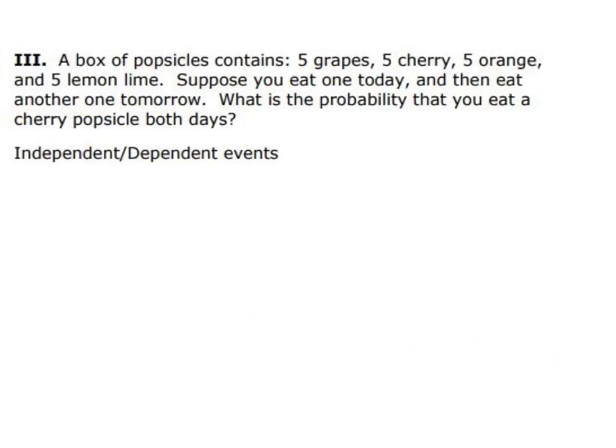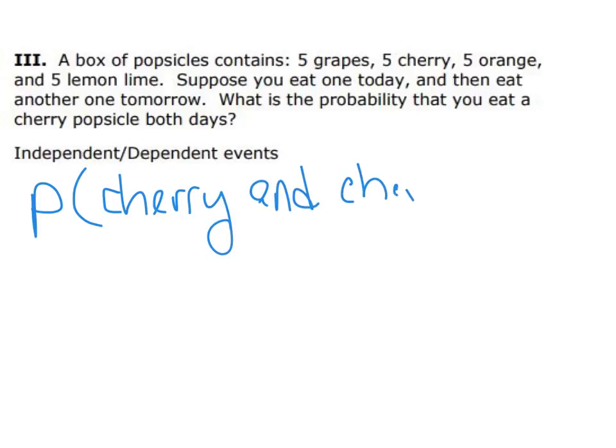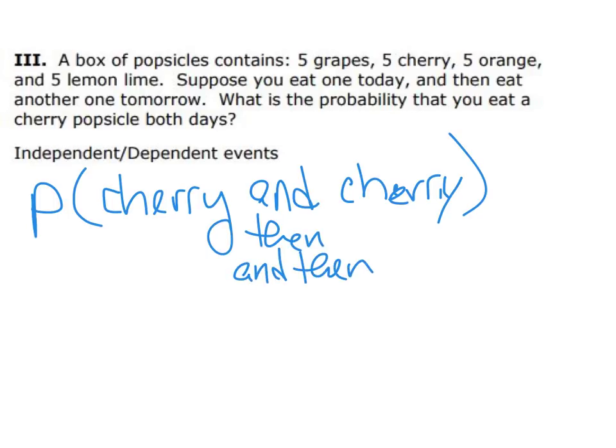Okay, on this one it says a box of popsicles contain 5 grape, 5 cherry, 5 orange, and 5 lemon lime. Suppose you eat one today, then another one tomorrow. What is the probability that you eat a cherry popsicle both days? Okay, so we're looking for the probability of, and remember, we could write also and cherry. That represents the same thing. Sometimes they'll say and, sometimes they'll say then, sometimes they'll say and then. So all that means that it's a compound event.